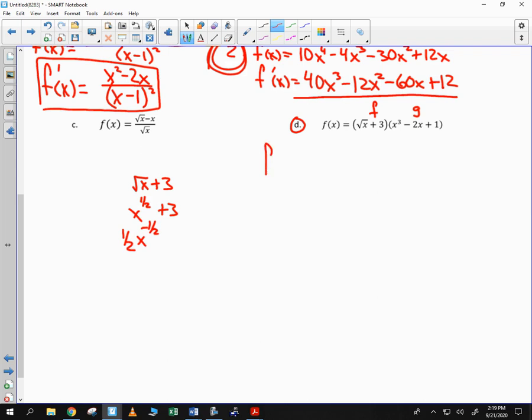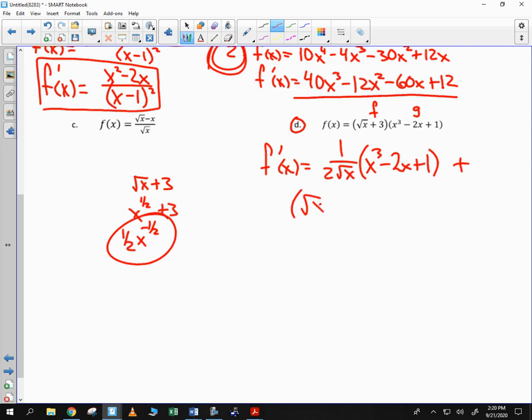So for our first part, f prime of x, we will get 1 over 2 roots of x. That's what this guy is right there. That's something you've got to get into your brain. 1 over 2 roots of x is the derivative of the square root of x. That should become kind of memory after a while. Times x cubed minus 2x plus 1. Plus, then we have the square root of x plus 3 times the derivative of g, which is 3x squared minus 2x. All right, it was 3x minus 2. Excuse me. And that's the derivative.